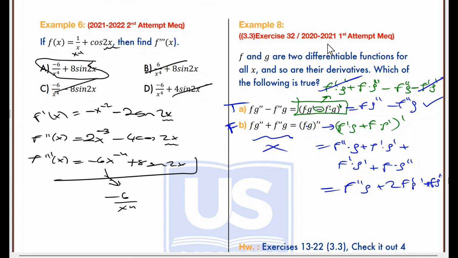Again, this mystery question, we have, of course, 4 options. So you are supposed to solve every option like that. You solve the right part, see if it's equal to the left part.